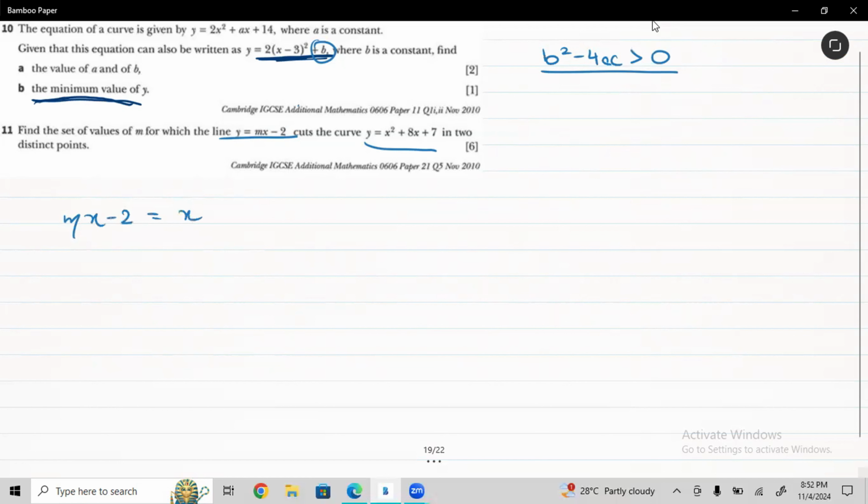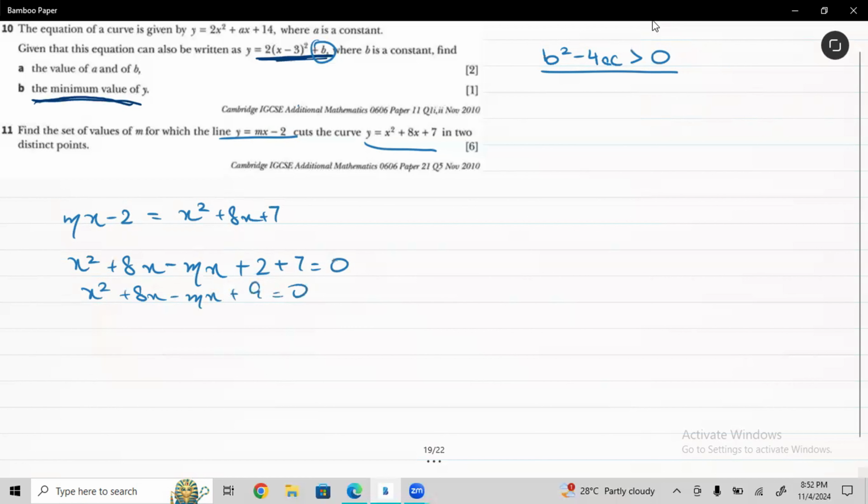mx minus 2 is equal to x squared plus 8x plus 7. So x squared plus 8x minus mx minus 2, sorry, plus 2 plus 7 is equal to 0. So x squared plus 8x minus mx plus 9 is equal to 0. Taking x as the common factor, x squared plus x times (8 minus m) plus 9 is equal to 0. We get the values a is equal to 1, b is equal to 8 minus m, and c is equal to 9.